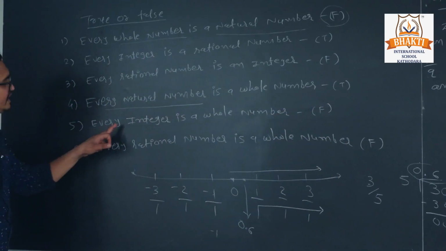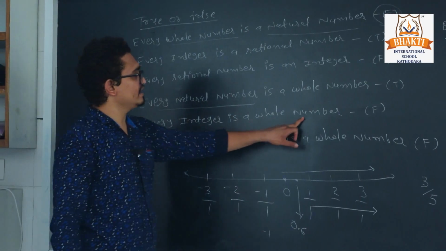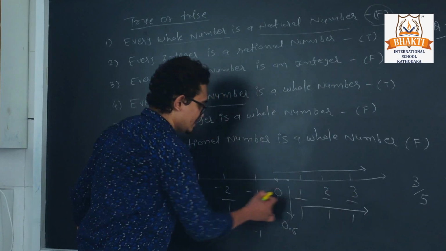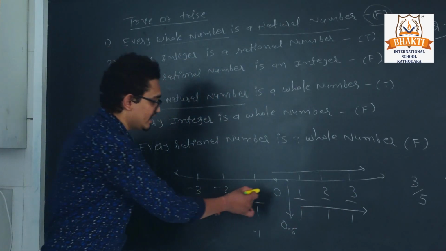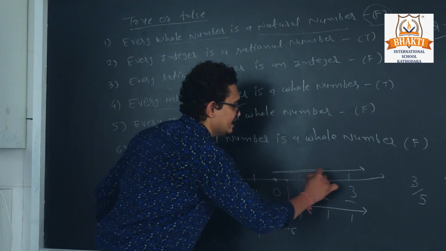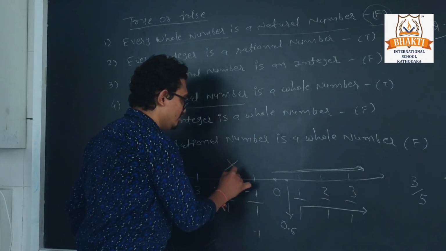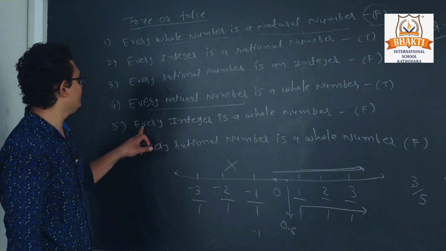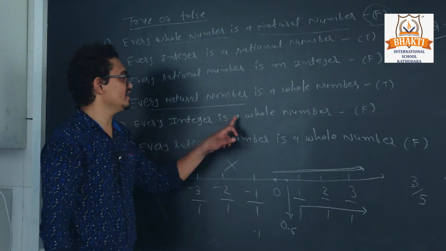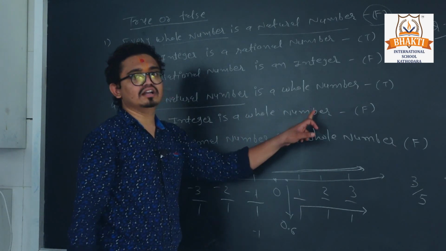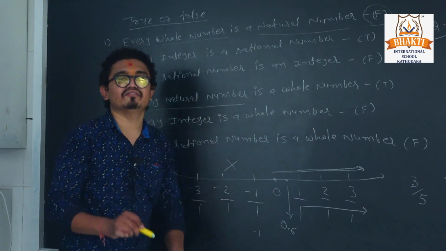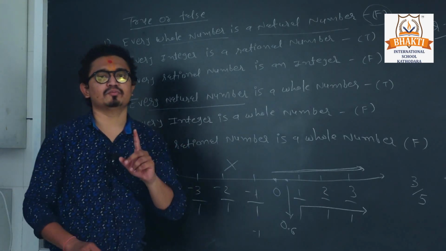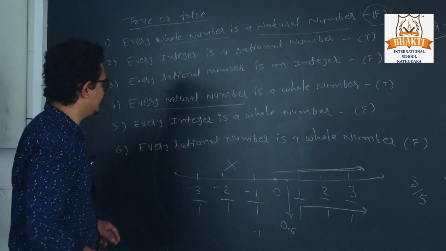Next, every integer is a whole number. False, because in integers we have two types, positive integers and negative integers. But whole numbers start from 0 only. So they do not include the negative integers. So that statement is false. Every integer is not a whole number, because integers include both positive as well as negative integers.